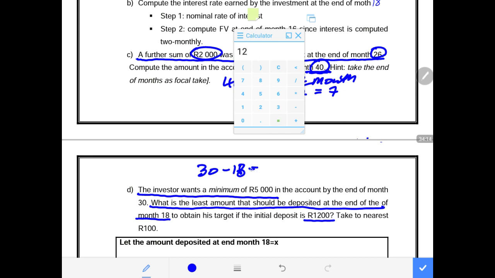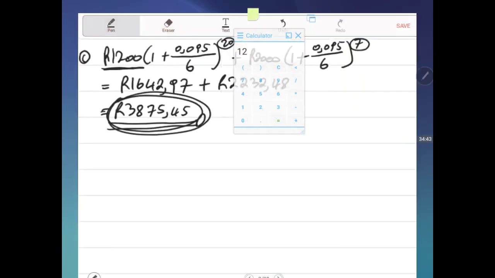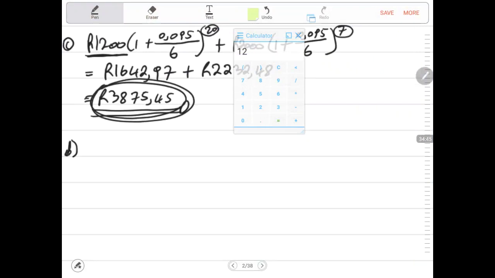So the X amount that we don't know will be invested for the remaining 12 months, which is divided by 2. In other words, it will earn interest 6 times, or the interest will be compounded 6 times on the unknown amount of money. Now in this case, where there is an unknown amount, we know that definitely there has to be use of the equation or the formula. So we go to number D, which is the first batch of these questions.